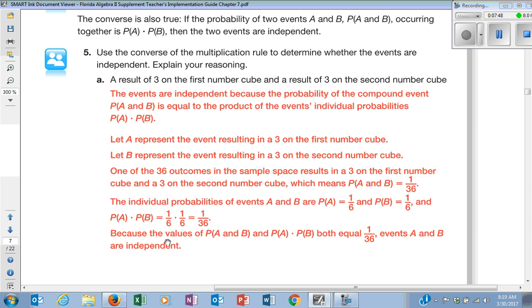What happens if I count it and it's not the same as when I multiply? Then they're not independent of each other. Does that make sense?